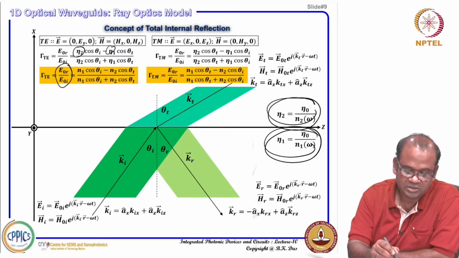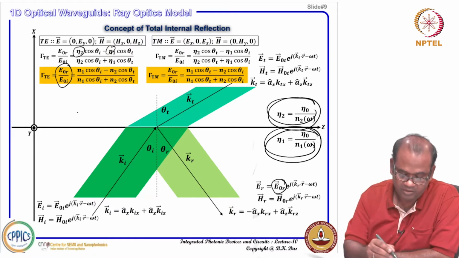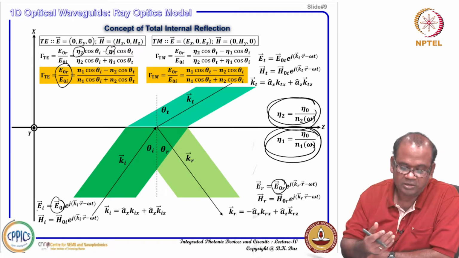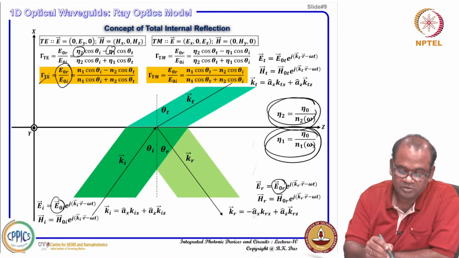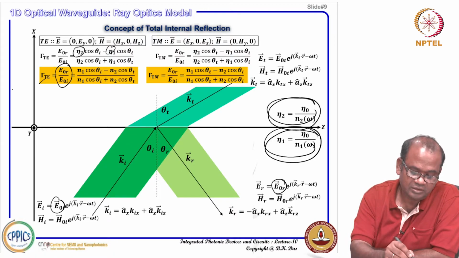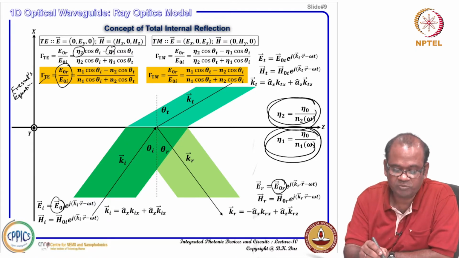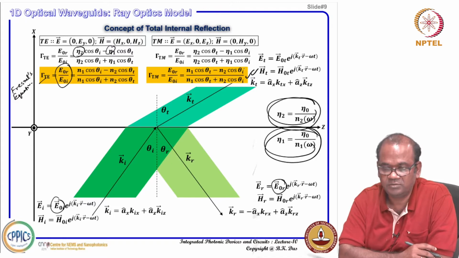This one you can remember: E0r means reflected amplitude, and E0r divided by E0i means you are normalizing the reflected amplitude with the incident amplitude. That is your reflection coefficient. So now the Fresnel equation in terms of refractive index. If you know the refractive index and the incident angle, then you can find the reflection coefficient for TE polarization and for TM polarization.